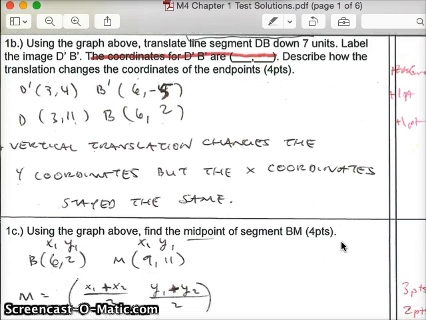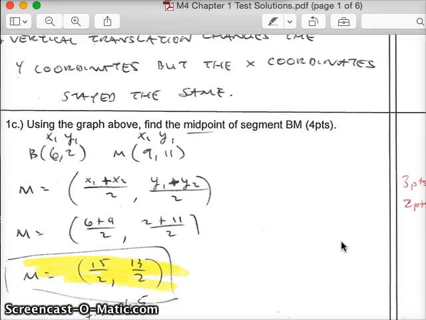Question 1c. Using the graph above, find the midpoint of segment BM. So the key word here is midpoint, so you should be using the midpoint formula. To use the midpoint formula, you'll have your 2 ordered pairs. It says B and M. Notice how it doesn't say prime there. So you'll get the ordered pairs 6, 2, and 9, 11.